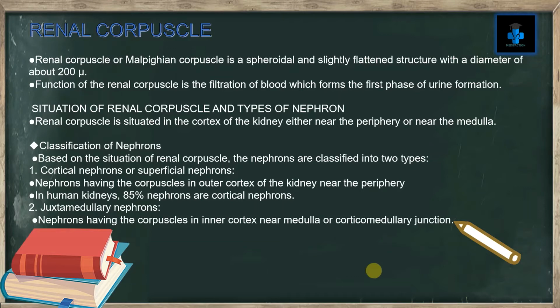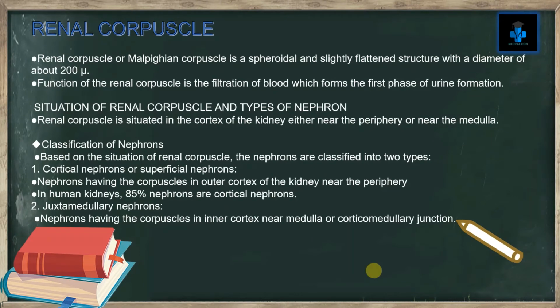Classification of nephrons. Based on the situation of renal corpuscle, the nephrons are classified into two types. Number one is the cortical nephrons or superficial nephrons: nephrons having the corpuscle in the outer cortex of the kidney near the periphery. In human kidneys, 85% of nephrons are cortical nephrons. Number two is juxtamedullary nephrons. These are nephrons having the corpuscles in the inner cortex near the medulla or corticomedullary junction.